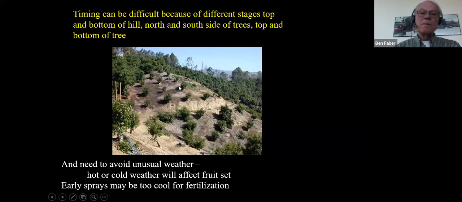So timing can be difficult because of the different stages of trees on the north side of the slope, the top of the slope, bottom of the slope, whether you're on the east side and so on. So all these trees are going to be in different stages, and you've got to make some kind of a judgment of, it's time to go. Plus, then you need to avoid unusual weather. You can't apply it when the bees aren't flying. If it's too cold, if the pollinator's not working, you're not going to get pollination, and if it's too cold for pollen tube growth, you're not going to get fertilization. And early sprays may be too cold for fertilization to occur.